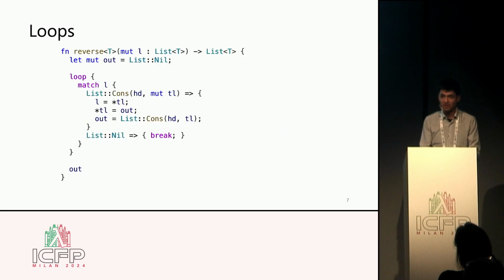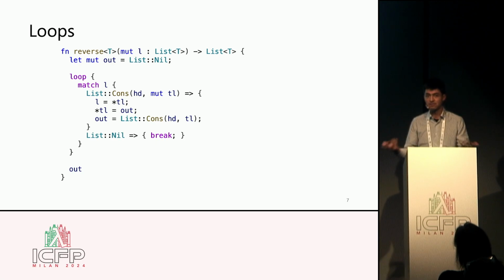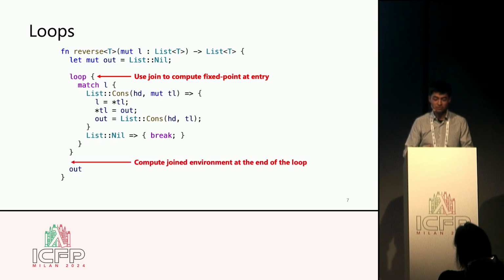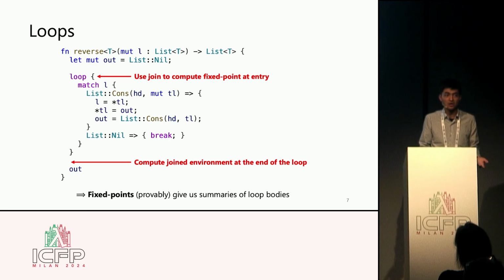And we went further by using this join operation to add support for loops, once again by taking ideas from abstract interpretation. So in particular, we can use the join operation to compute fixed points for the loops, which we can use to compute a general environment for the end of the loop from where we can continue the execution. And this allows us to account for the lack of summaries for loop bodies.